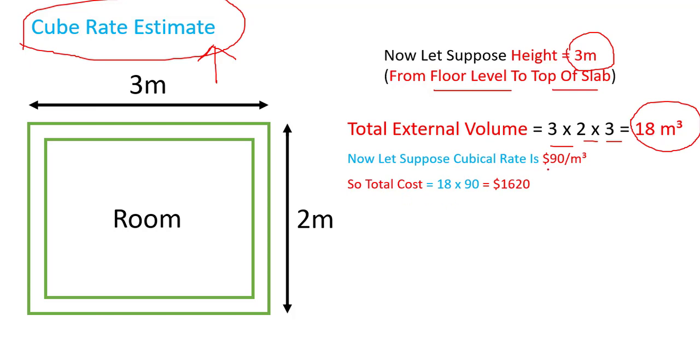Now let's suppose in your area the cubical content rate is 90 per meter cube. So the total cost will be equal to 18, the total volume of our building, multiplied by 90 per meter cube, as this is the rate of cubical content. So the total cost incurred will be $1620. This is how we can do this estimate. We'll do an example regarding this estimate as well.